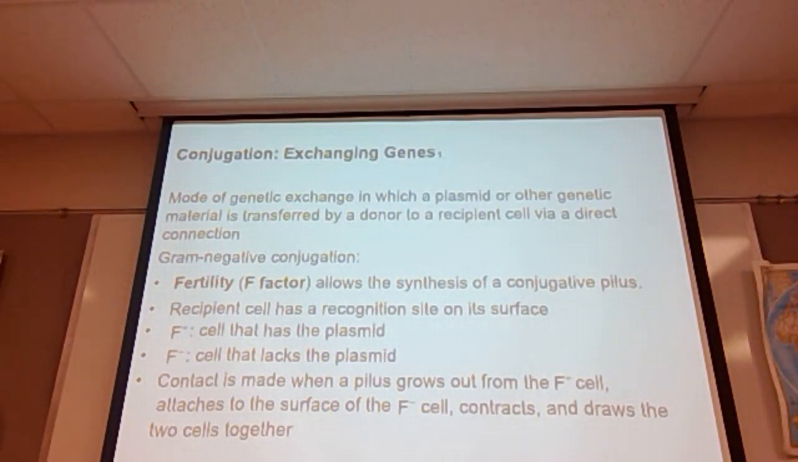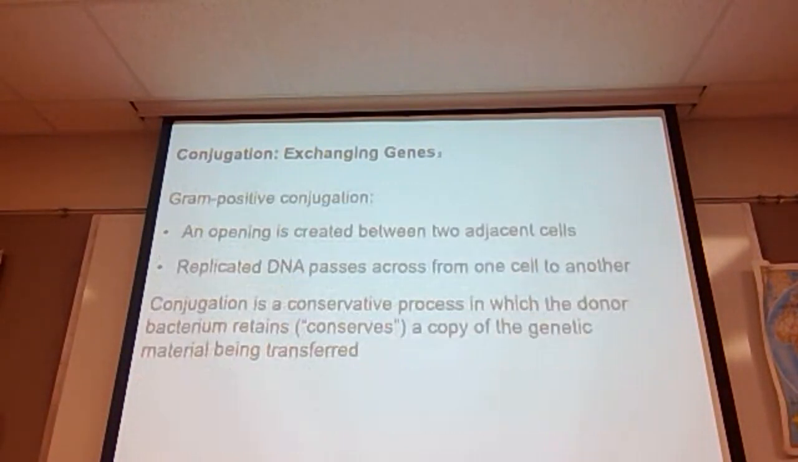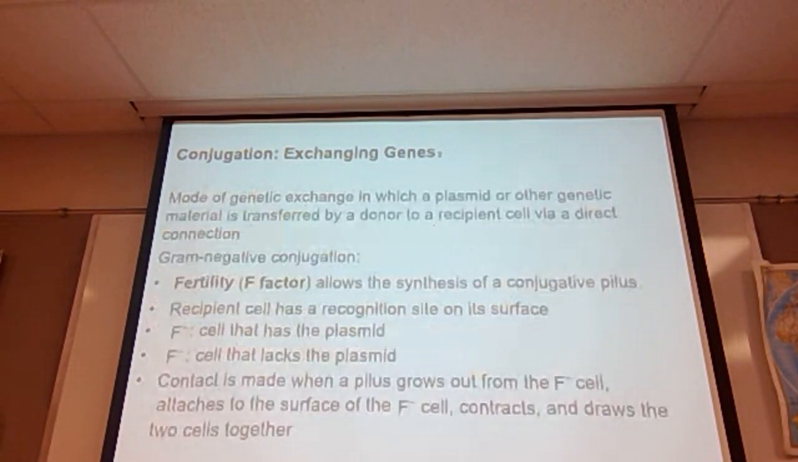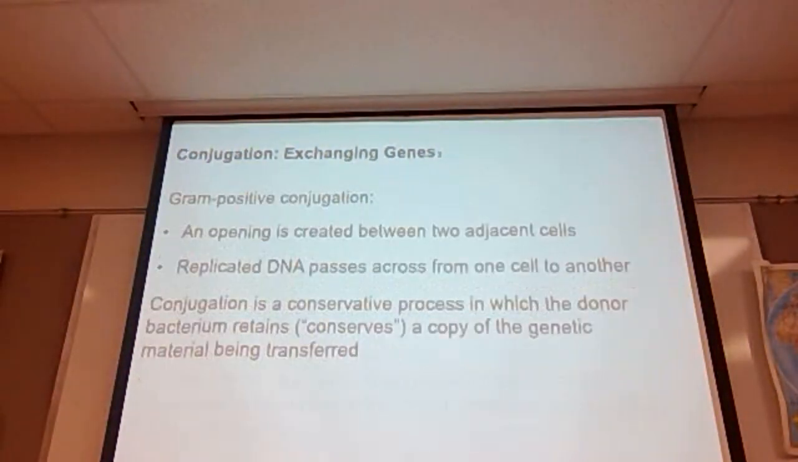Contact is made when a pili grows out of the F plus cell, attaches itself to the surface of the F minus cell, contracts and draws the two cells together. In a gram positive, an opening will be created between two adjacent cells. The replicated DNA then passes from one cell to another. So in conjugation, for gram negatives, the fertility or F factor pili is required. For gram positive conjugation, no such pili is required. Conjugation is a conservative process in which the donor bacteria retains or conserves a copy of the genetic material being transferred.